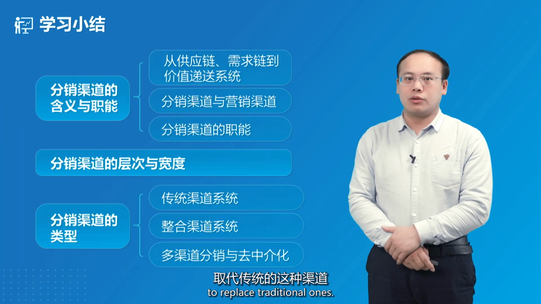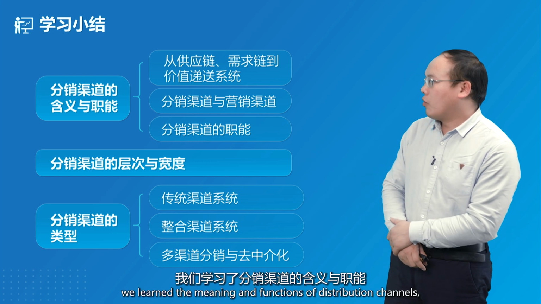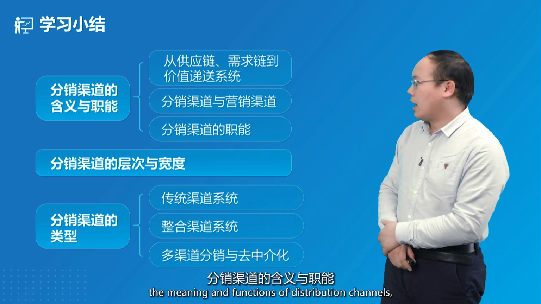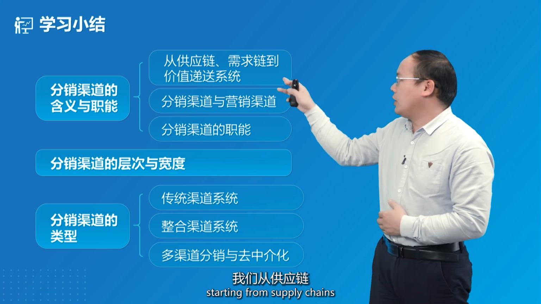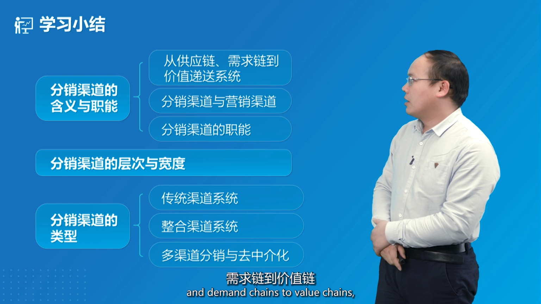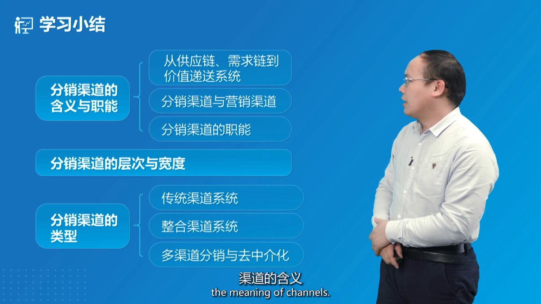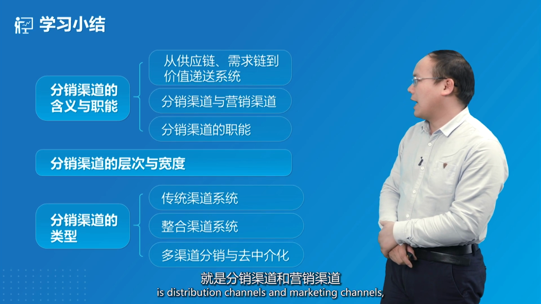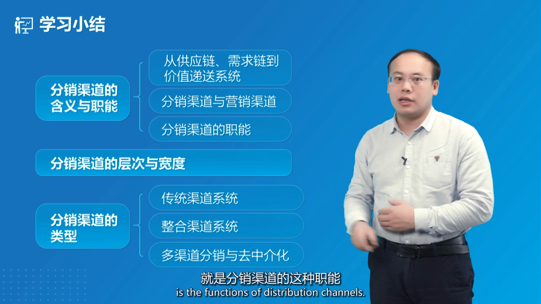to replace traditional ones. In conclusion, in this chapter, we learned the meaning and functions of distribution channels, starting from supply chains and demand chains to value chains system, to understand the meaning of channels. The second aspect is distribution channels and marketing channels, their concepts. The third aspect is the functions of distribution channels.